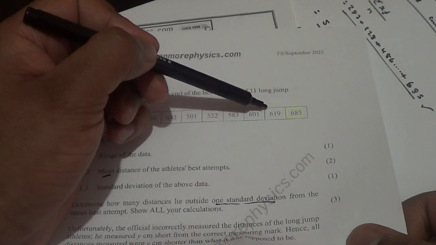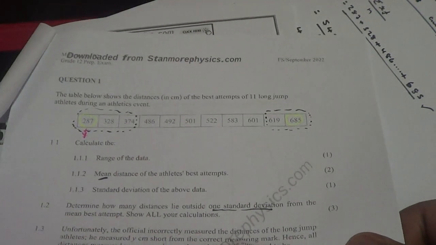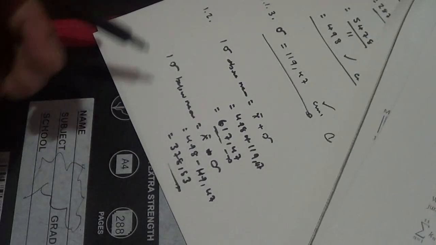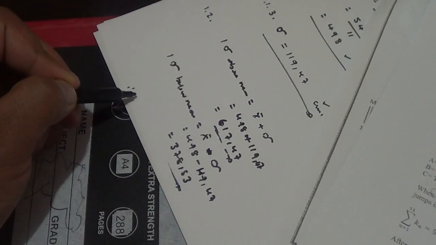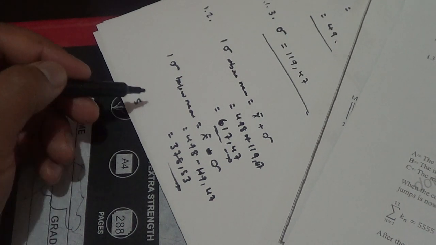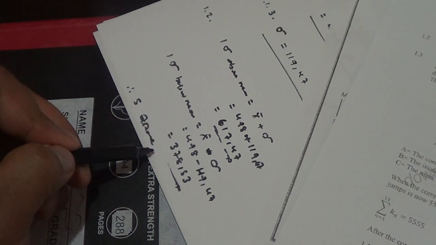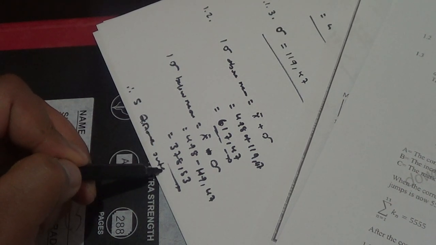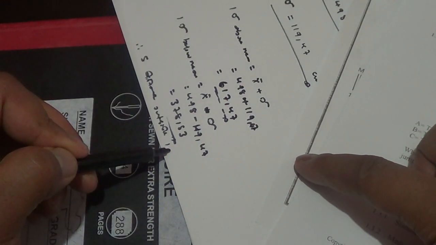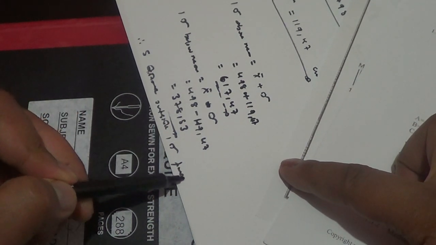So do you see that these data values or data points lie one standard deviation above the mean? So in total we have 5. So we can say, therefore, we have 5 distances outside 1 standard deviation from the mean.